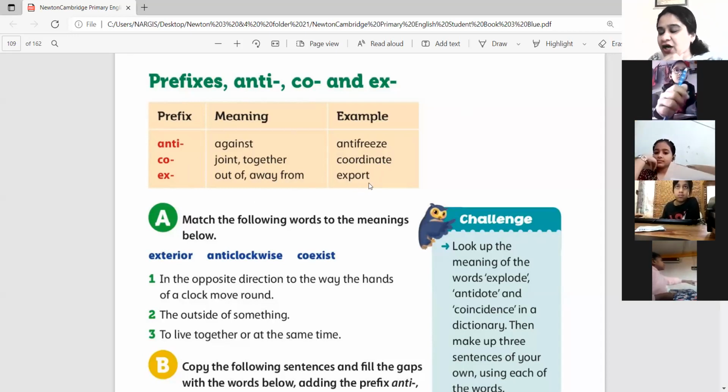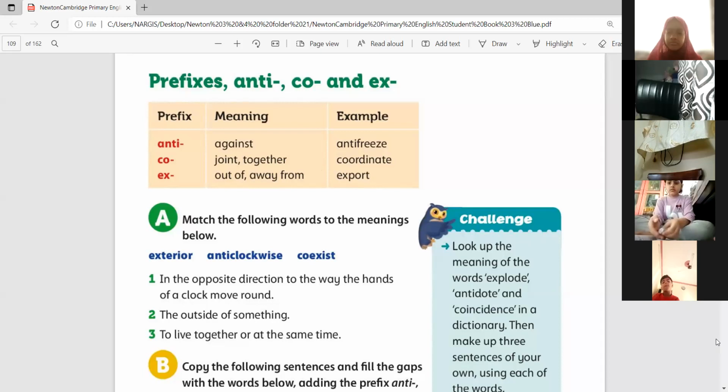So you must have heard of import and export. Yes, ma'am. So, export. When you add ex, it means out of, away from. Okay, exports. Is that clear? All right. Everybody, all right. Now I'm coming to the A part.